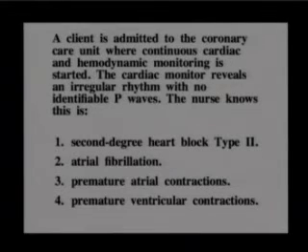All right, another question. A client is admitted to the coronary care unit where continuous cardiac and hemodynamic monitoring is started. The cardiac monitor reveals an irregular rhythm with no identifiable P waves. The nurse knows this is 1. Second-degree heart block type 2, 2. Atrial fibrillation, 3. Premature atrial contractions, or 4. Premature ventricular contractions. And the data says there were no identifiable P waves and an irregular rhythm. The answer is number 2, atrial fibrillation.